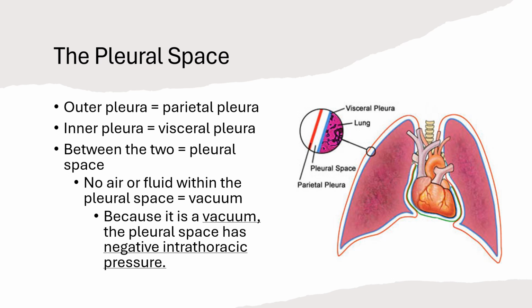Because it's a vacuum, the pleural space has negative intrathoracic pressure. So in this little area that's between the inner and outer pleura, you should not have any air or any fluid. If I develop air or fluid in this space, then it's going to defeat the whole negative pressure, and my lungs aren't going to be able to fully expand. Then we have lung collapse.